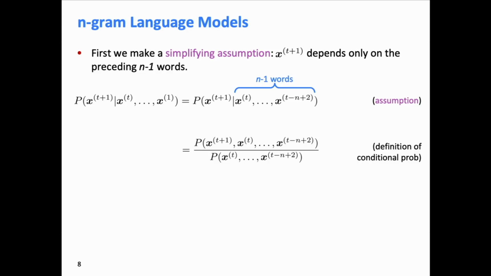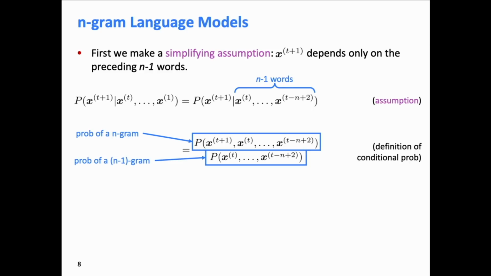By the definition of conditional probability, we can say that this probability is just the ratio of two different probabilities. On the top, you've got the probability of a particular n-gram, and on the bottom, we've got the probability of a particular n minus 1 gram. This is a little hard to read because of all the superscripts, but I'm going to give an example with words on the next slide.